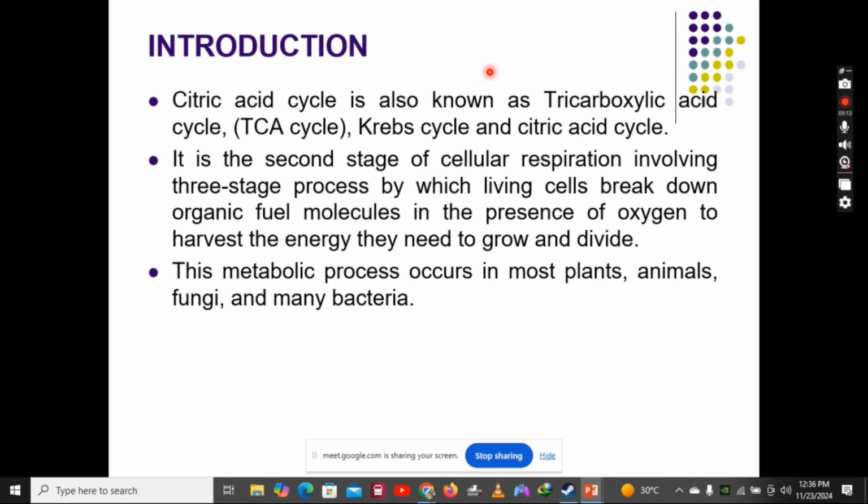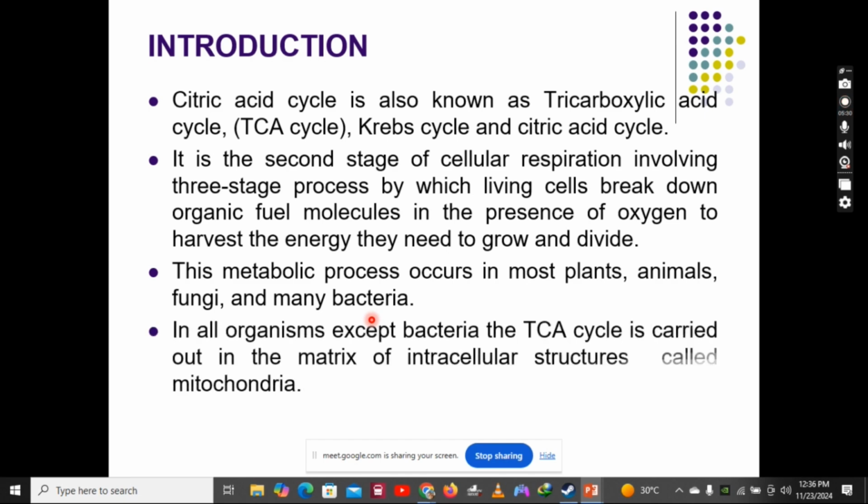So this metabolic process usually occurs in most plants, animals, fungi, including some bacteria. Many bacteria also carry out the citric acid cycle. In all organisms except bacteria, the TCA cycle is carried out in the matrix of the intracellular structures called the mitochondria.